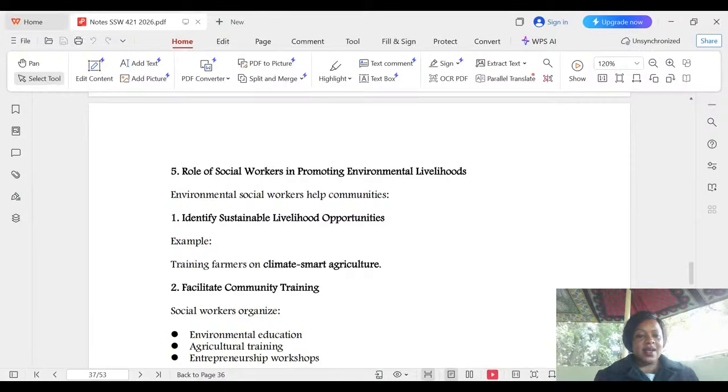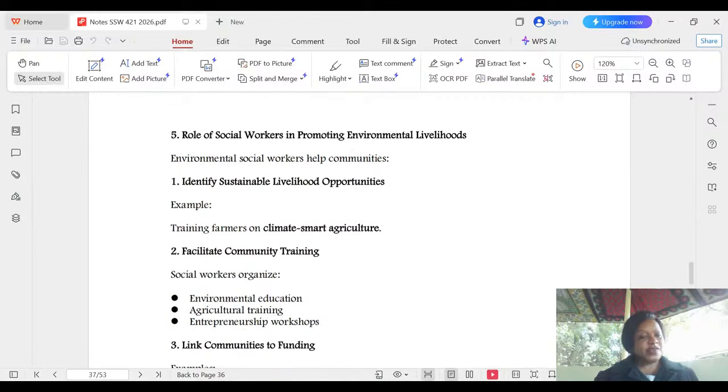Okay. Two, you'll be facilitating community training. You'll be sensitizing. Okay. You'll be organizing environmental education, agricultural training, entrepreneurship workshops.